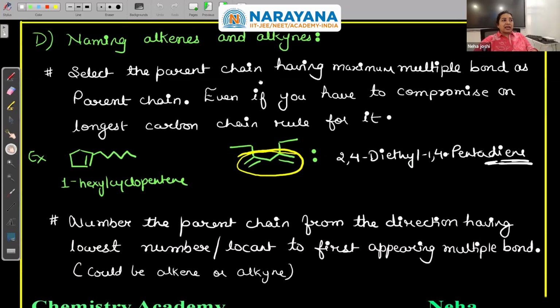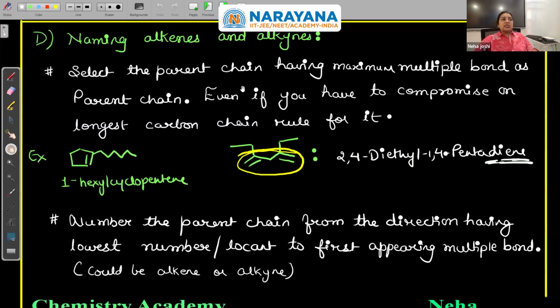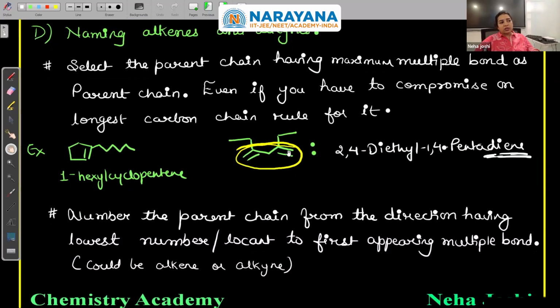And then we move to alkenes and alkynes. So yes, select the parent chain having the maximum number of multiple bonds. And even while maintaining the maximum number of double bonds or multiple bonds in the parent chain, you can compromise on the longest carbon chain rule. That is allowed. See, here, I will not take 1, 2, 3, 4, 5, 6, 7. I will not take 7 as the parent. I'll rather take 5 as the parent. So that is what I'm saying. You can compromise on the maximum carbon in the parent chain rule. You can call it 2,4-diethyl, 1,4-pentadiene.